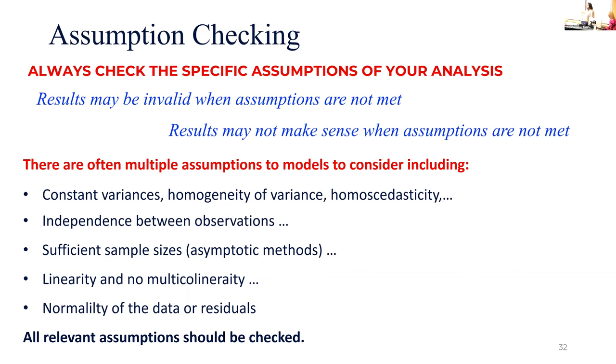Or no multicollinearity, which essentially means we're not dealing with multiples of each other or functions of another. A common one, of course, everyone tends to know this one, the normality of the data or residuals. Everyone is always obsessed with normality of the data, and it's an important assumption. That's not the only assumption. All the assumptions need to be checked.